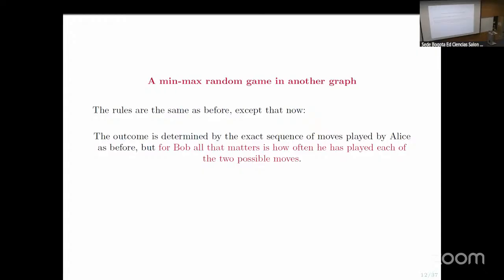The rules are the same, except that now for the outcome of the game, I need to know the full history for Alice, but for Bob, I only need to know how many times Bob played a particular one of the two moves. That's all I need. I don't need to know the full history. I only need to know how often he plays one of the two moves.